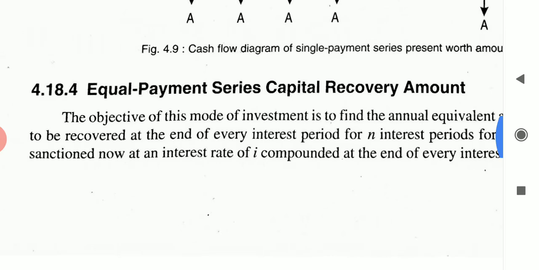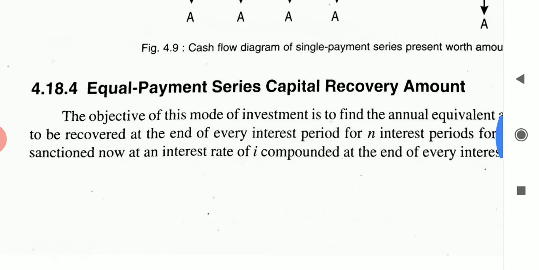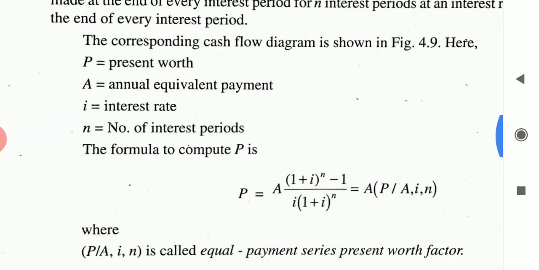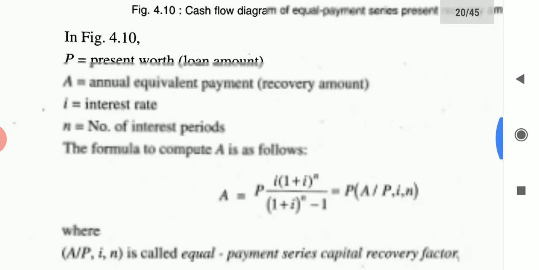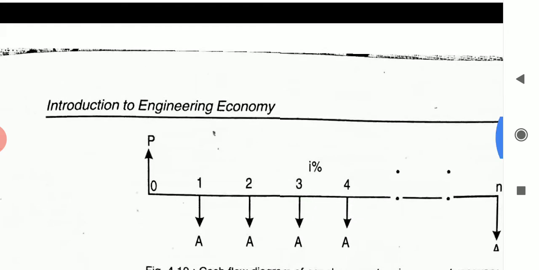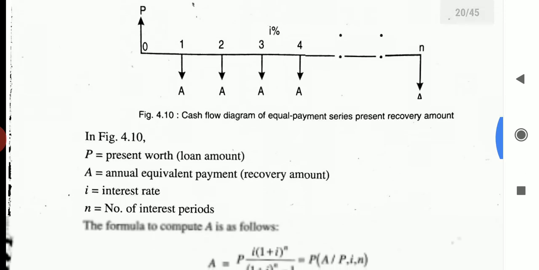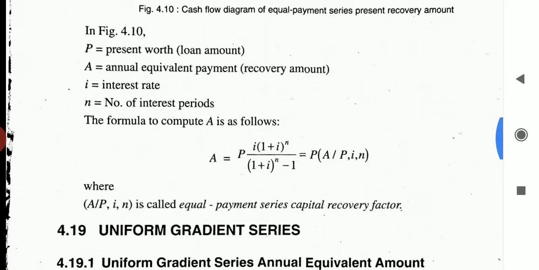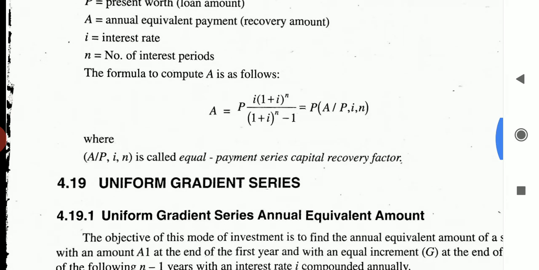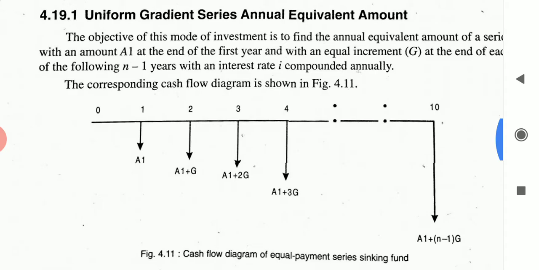Okay. So next one is equal payment series capital recovery amount. So it is the recovery amount. See here, the recovery amount formula is like this: A equal to P of (1 plus I) raised to n divided by (1 plus I) raised to n minus 1. Next one is uniform gradient series.